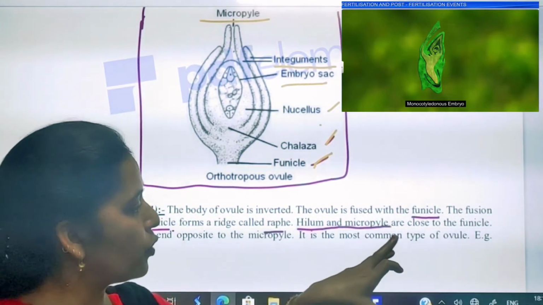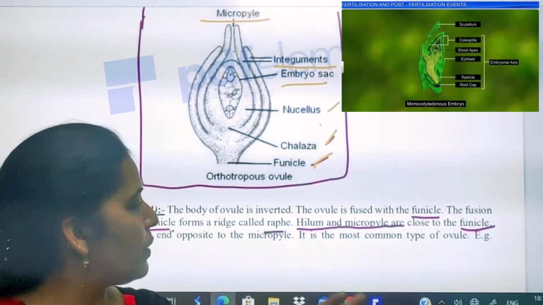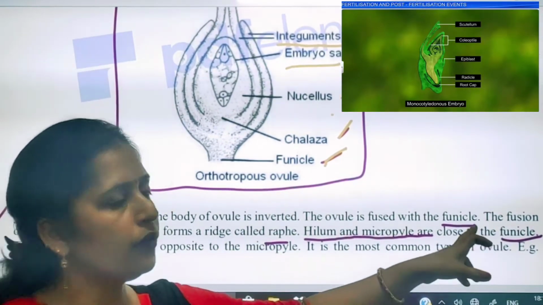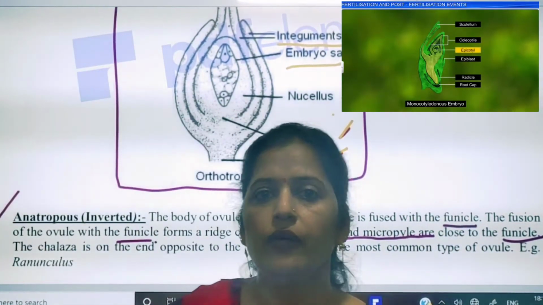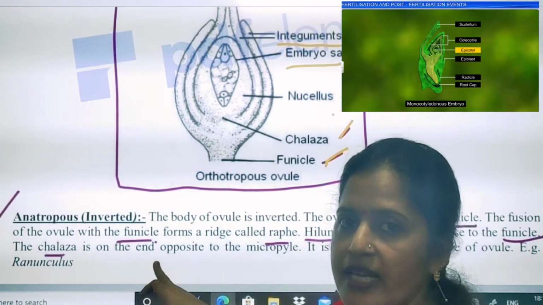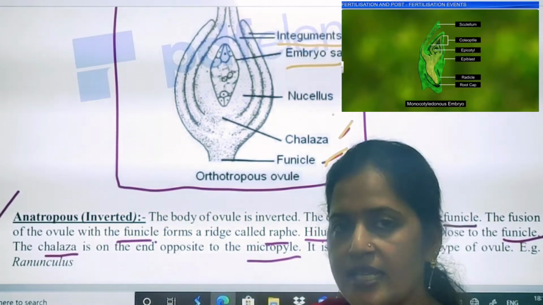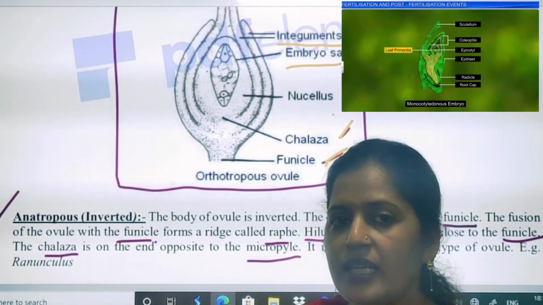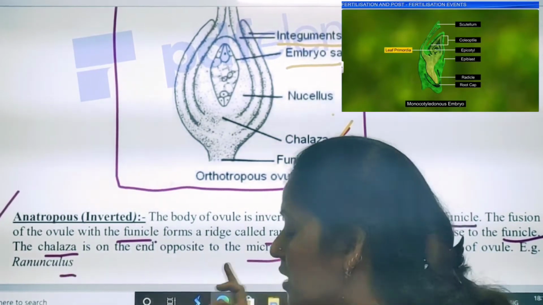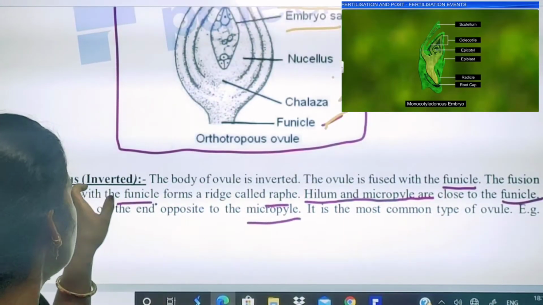Both hilum and micropyle are close to the funicle. The chalaza is at one end, opposite to the micropyle, and it is the most common type of ovule. That means anatropous.